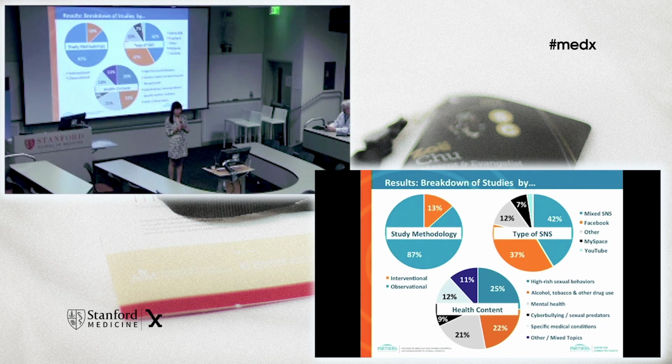This is the breakdown of studies. We classified them based on methodology, by the type of social networking site or social media used, and also by the health content. As you can see, the majority of studies were observational studies. The most common single social media platform studied was Facebook. Mixed social networking site could be using more than one or two platforms. For health content, high-risk sexual health behaviors, closely followed by alcohol, tobacco, and other drug use, and mental health, were the most common themes.